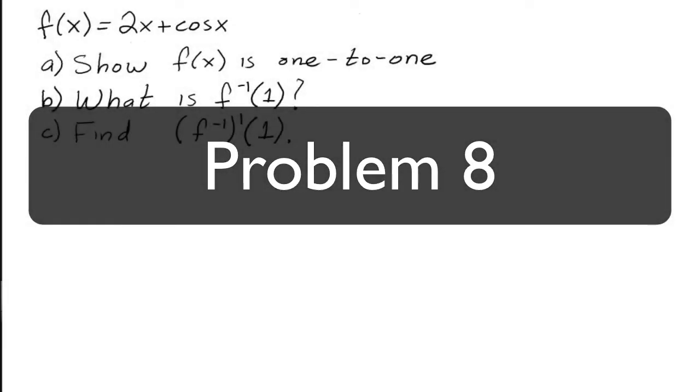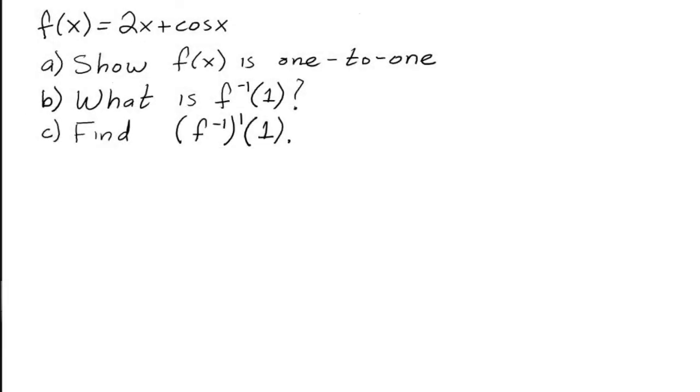So here we have a function, 2x plus cosine x, and we want to do several things to it. We want to show that it's 1-to-1. Then we want to find the inverse of this function at 1. And then we want to find the derivative of the inverse at 1. Now, one thing to notice: you remember that for a function to have an inverse, it has to be 1-to-1. But notice that you can't actually find the inverse of this function algebraically.